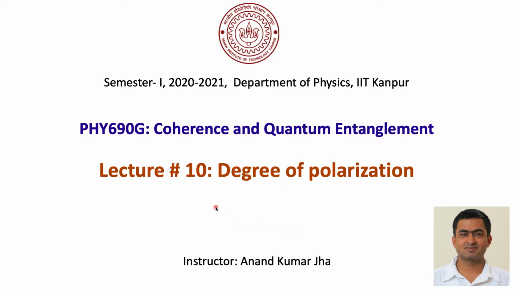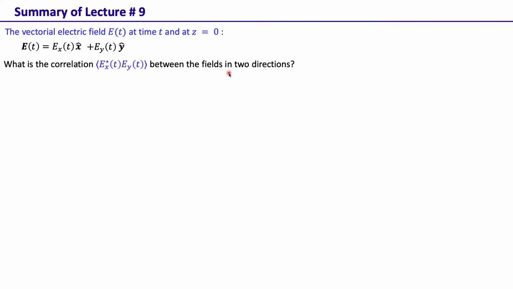Before we get started, let's quickly look at what we did in lecture number 9. In lecture number 9, we were looking at the vectorial field. A vectorial electric field has two components. These are the polarization components. The way a vectorial electric field is written is the following: the electric field has an x component and a y component, and here we ask how the electric field vibrations in the two different directions are correlated.